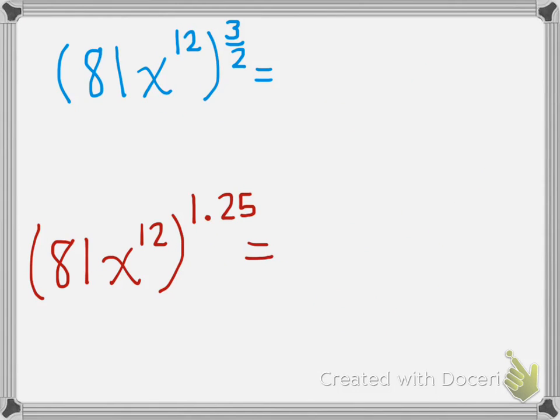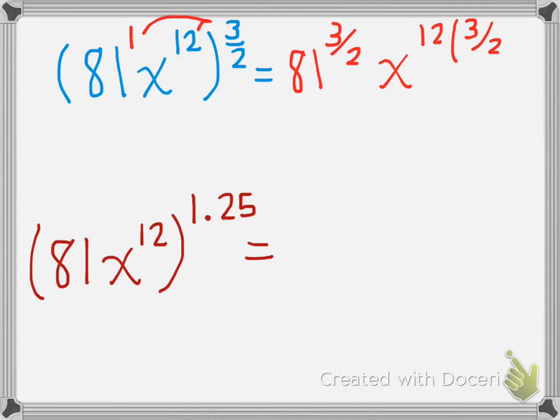Let's do another one. Now let's try two similar looking problems. The first one, I have 81 x to the 12th all to the 3/2 power. So just like the problem before, my 81 is to the first power. So let's distribute that. 81 to the 3/2, and then x to the 12 times 3/2. We'll clean that up in a second. Well, 81 to the 3/2, I bet that cleans up even more. So let's write it in radical form and see if we can figure it out.